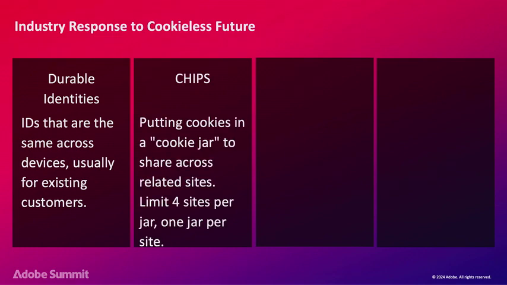The next is CHIPS. They have figured out a way to take cookies and put them in a kind of virtual cookie jar. So it allows a site to share a very limited number of cookies across a couple domains.